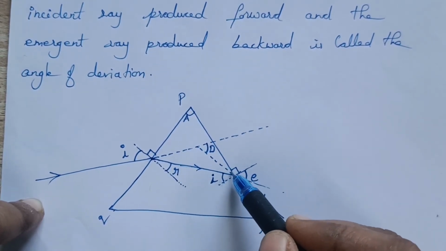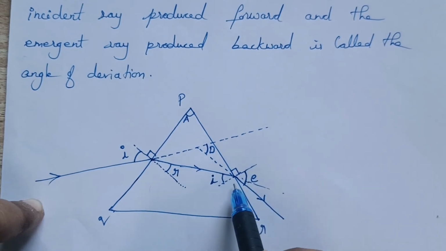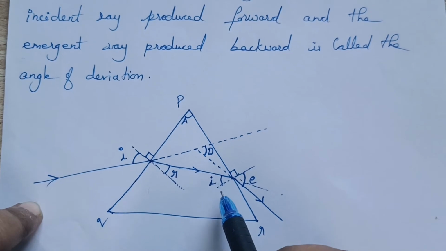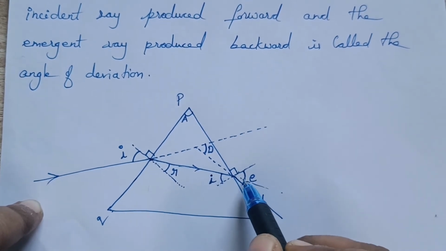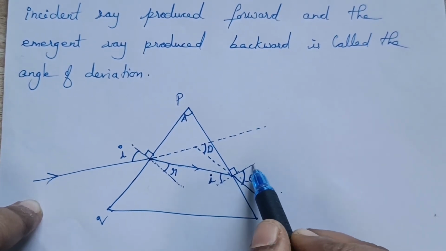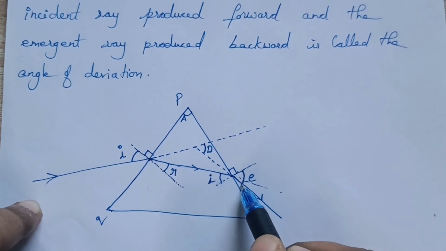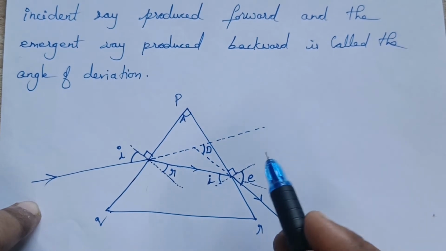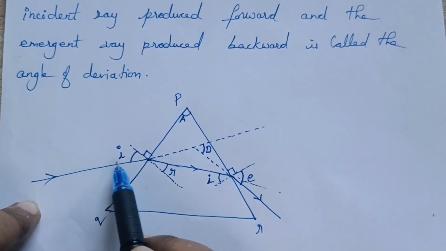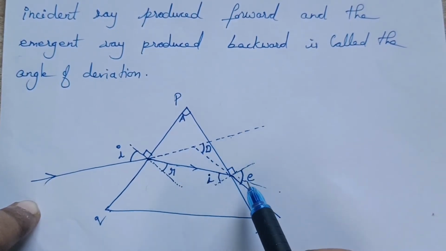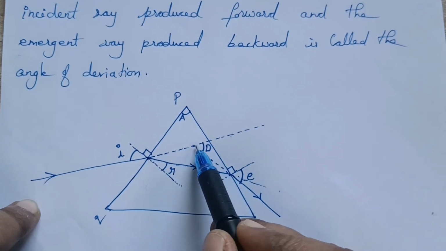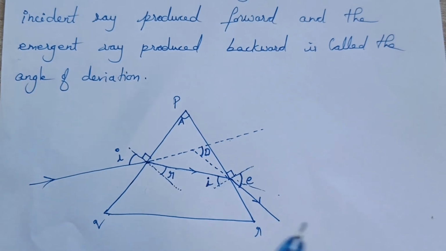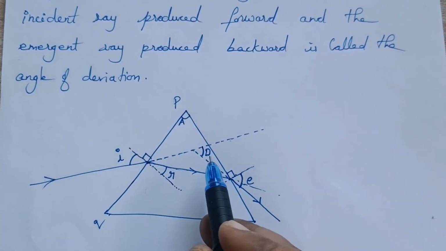The second refraction happens here, and since the ray emerges from the denser to the rarer medium, it moves away from the normal. This is your normal, so it moves away from it. This is the angle of emergence. If the incident ray is produced forward and the emergent ray is produced backward, the angle between these two lines is called the angle of deviation. Clear?